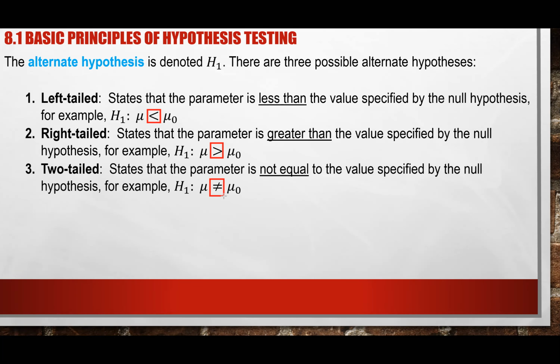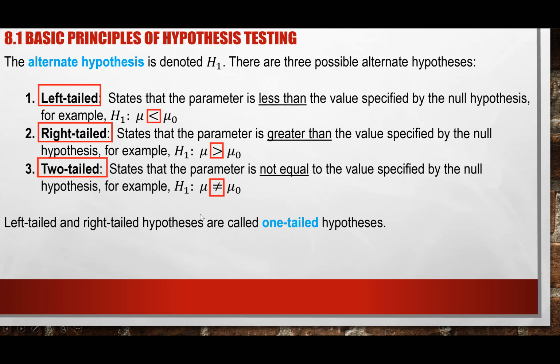If the inequality points to the left, we say this is a left tail test. If it points to the right, it's a right tail test. And if it does not point anywhere, if it's not equal to, we say it's a two tail test. We will see more detail of this. For now, just know that it's a one tail test if it's less than or greater than. If it's less than, it's the left tail. If it's greater than, it's the right tail. And if it's not equal to, it's two tail.